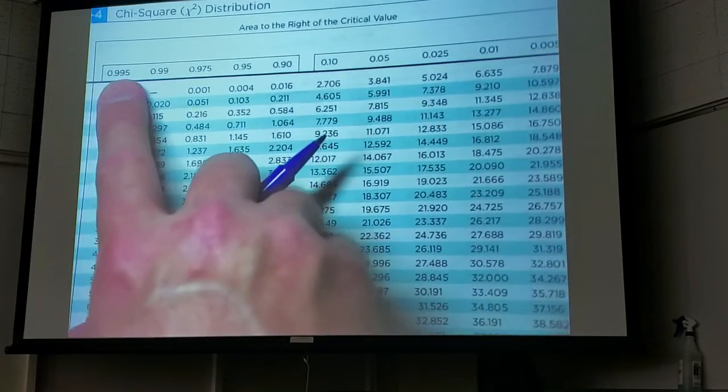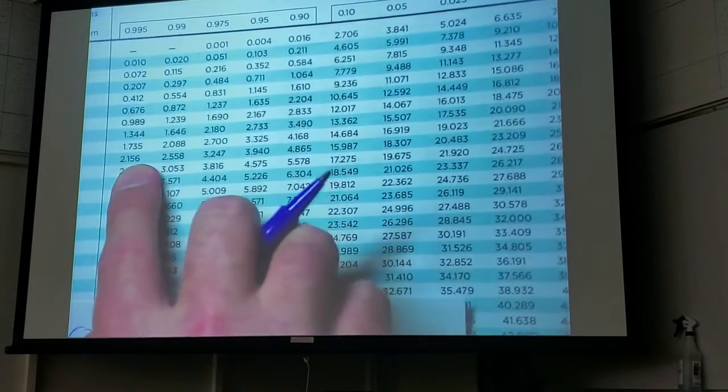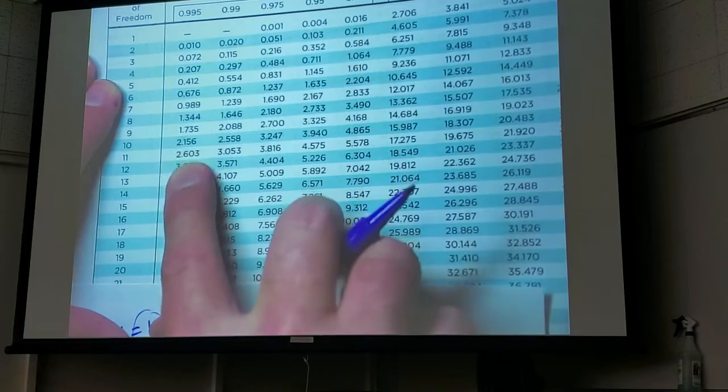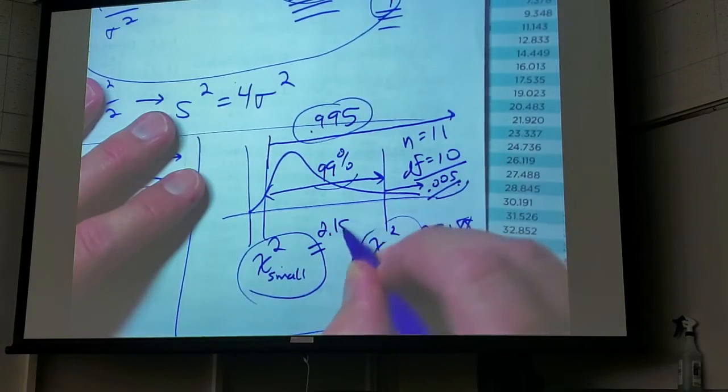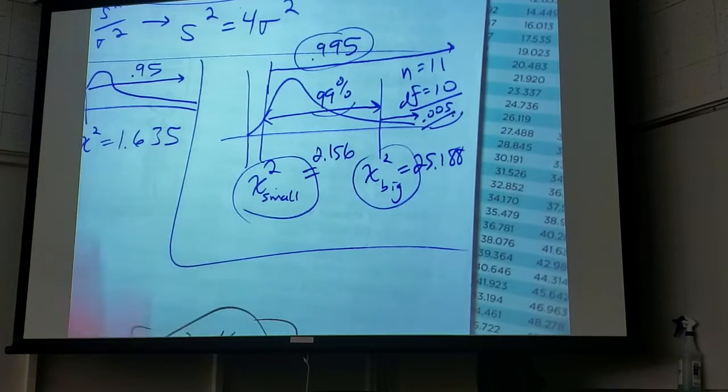So now I'm looking at 0.995, 10 degrees of freedom. I think this is the one you were telling me about a second ago, 2.156. Okay, and then I would do some more steps with that to get a confidence interval. That is equivalent to finding the t-scores for a confidence interval. It's the same conceptual step.